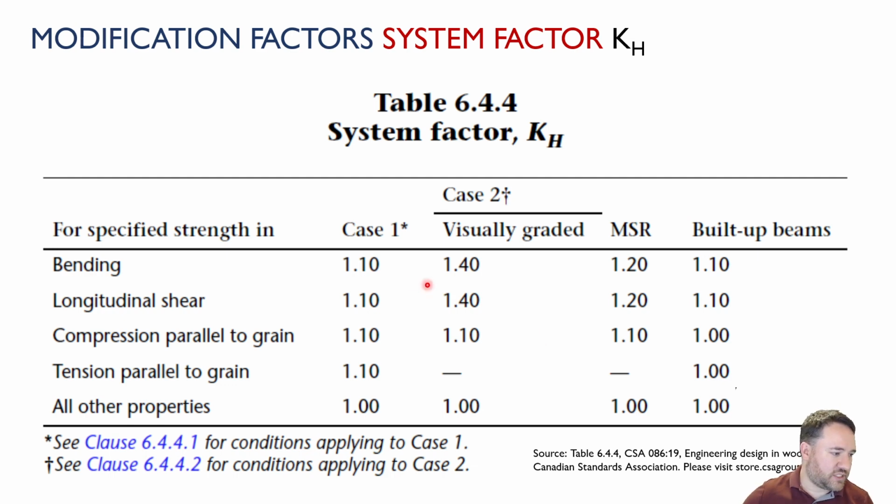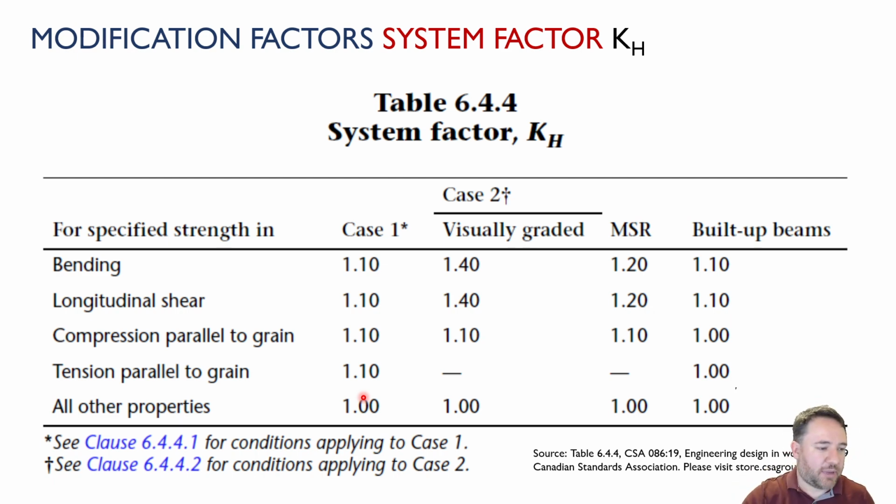So case 1, which is the first one we talked about, you see here, if I'm doing bending, longitudinal shear, compression parallel design, or tension parallel design, then I get to bump up my load by 10%. Other properties, like for example, compression perpendicular design, don't get the bump because compression perpendicular design is by definition a local effect. So multiple members can't help to share a bearing load.